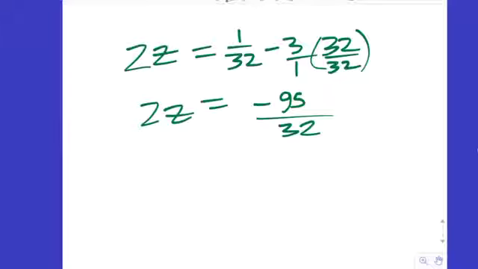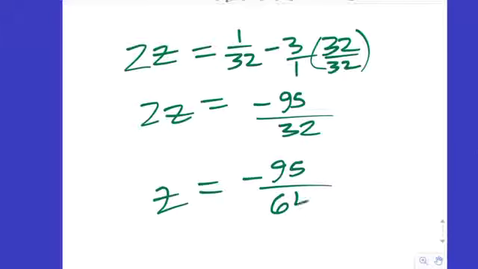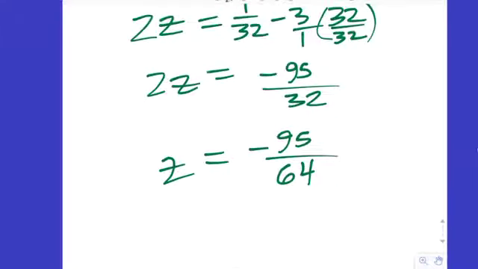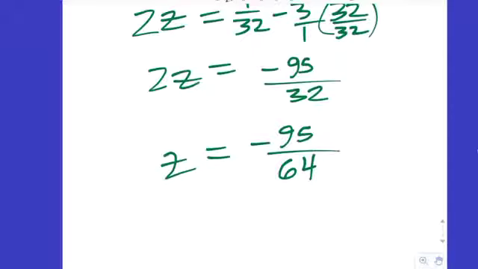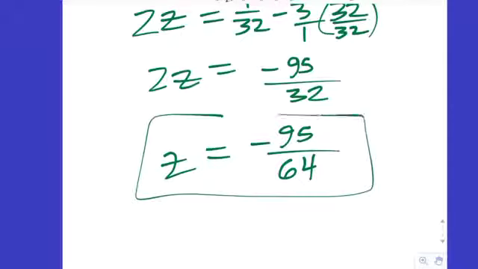And now you can divide both sides by 2, which is the same as multiplying both sides by a half. So I end up with negative 95. Then when I multiply by a half, the 32 times 2 turns the denominator into a 64. That wasn't bad at all.